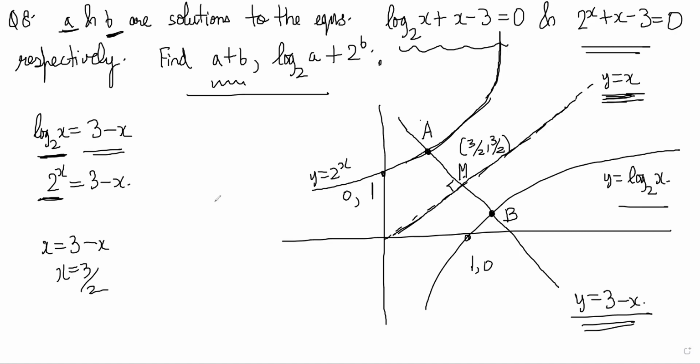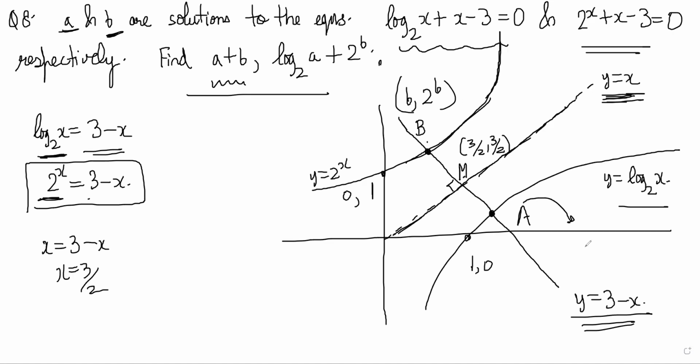So I have labeled it incorrectly. So let's label this as B and this as A. And 3 minus x and 2 power x is the solution of this equation where x was equal to B according to the problem. So this point is B comma 2 power B. And what is this point? This point is A comma log 2A, right?